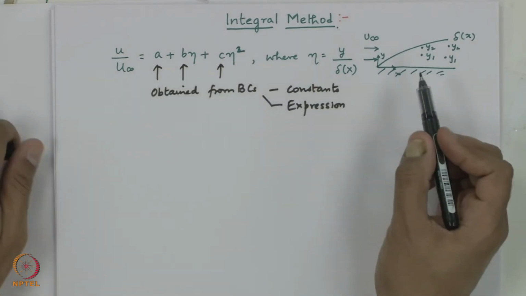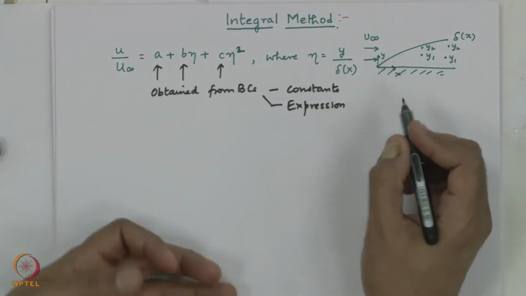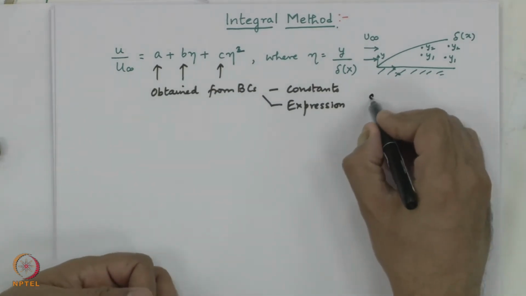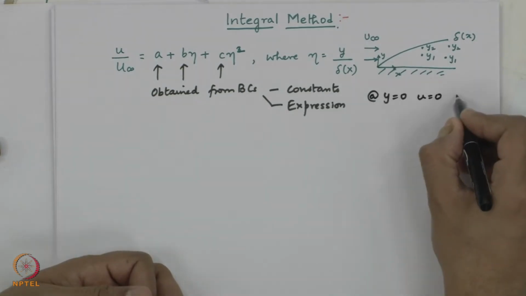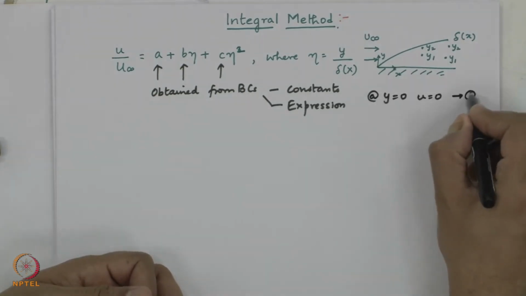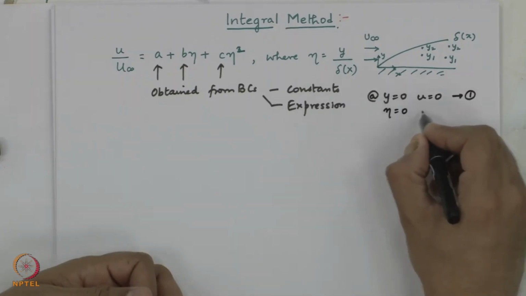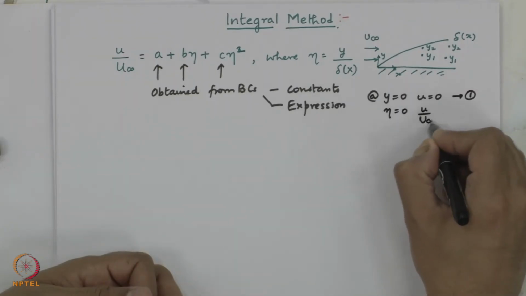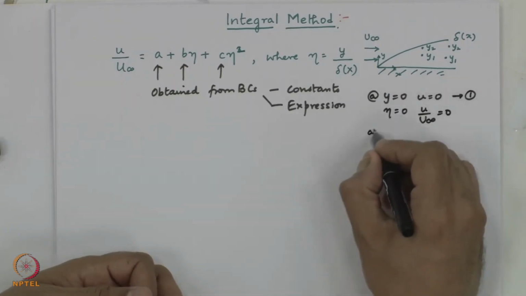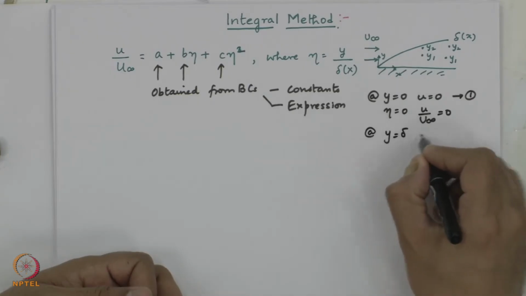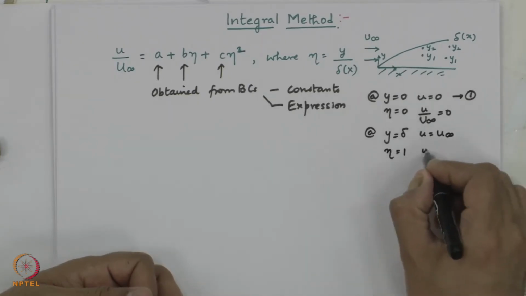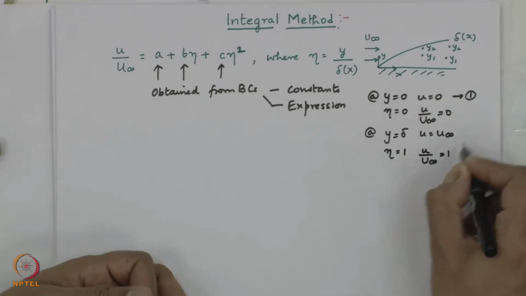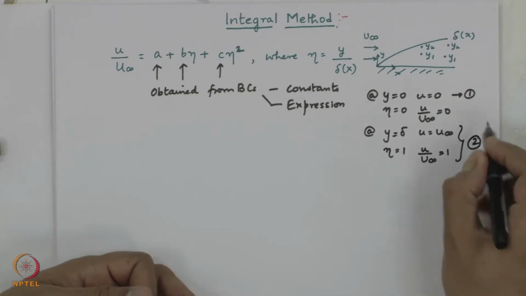You would need 3 boundary conditions to get A, B and C. Off the top of the head we can say at y equal to 0, u equal to 0, that is the boundary condition number 1. So, that means eta equal to 0, u by u infinity is 0. Second one, at y equal to delta, u equal to u infinity, that means eta equal to 1, u by u infinity equal to 1. This is the second boundary condition.